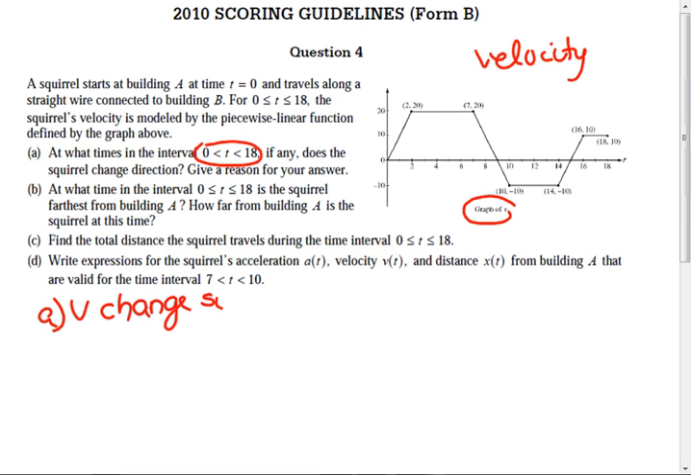I know you're not used to this, but if I write the reason first, that's a point right there for saying that. And we should get 4 on this one. So where does the velocity change signs?